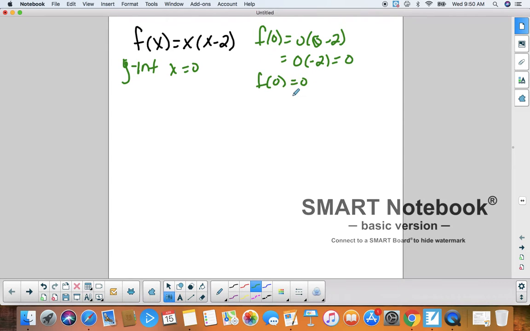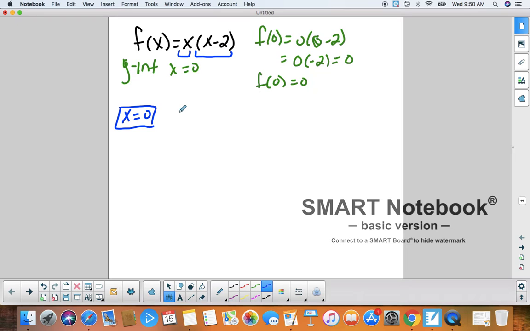Then you're asked to find the x-intercepts. So we learned to find the x-intercepts that we would take each of these factors and we would set them equal to 0, and then we would solve using what's called the zero product property. So the first factor is x. I'm going to set that equal to 0. I'm done. There is one of my x-intercepts.